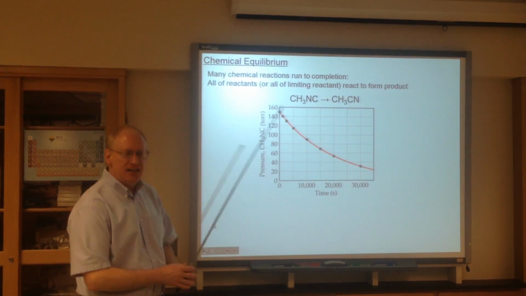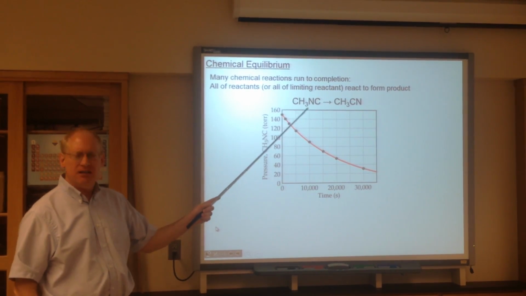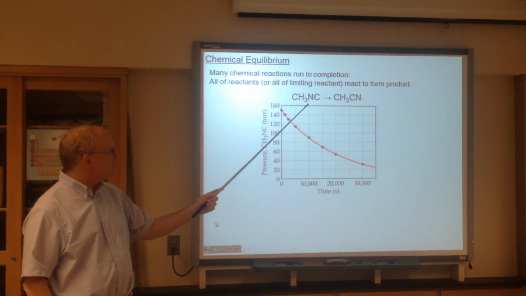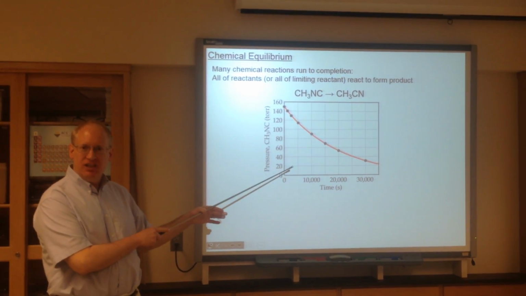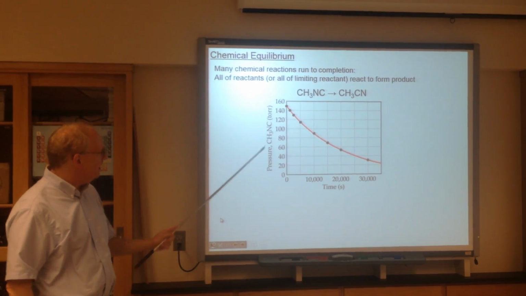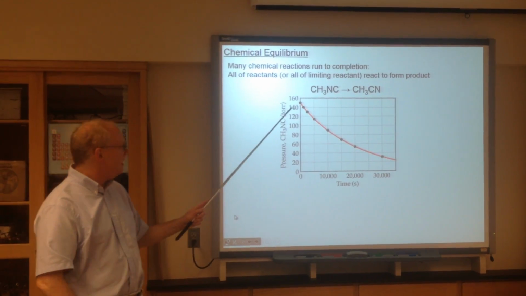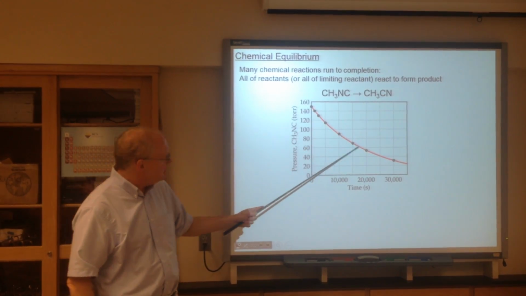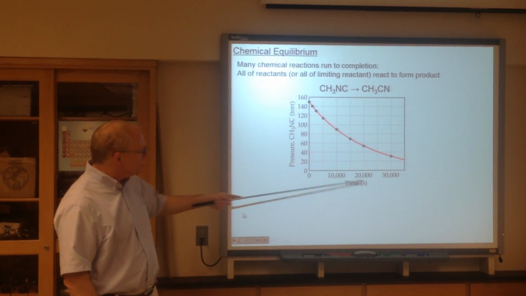An example of that we studied in our kinetics chapter is this one. It's the rearrangement of methyl isocyanide to form methyl cyanide. And we saw that this is a first order reaction. And if you monitor the concentration, the pressure of methyl isocyanide as a function of time, you'll see this kind of exponential decay curve, and the concentration gets lower and lower as time goes on.